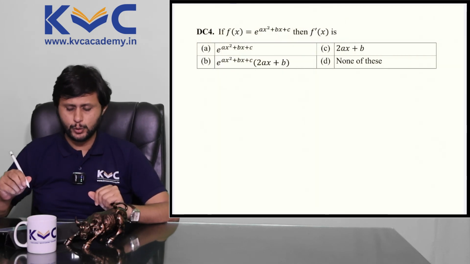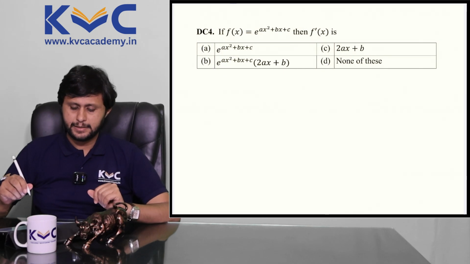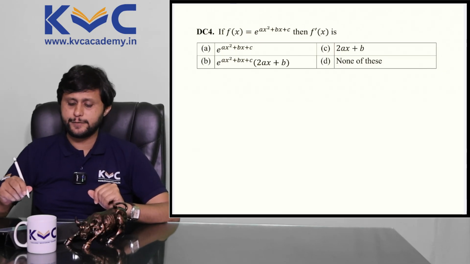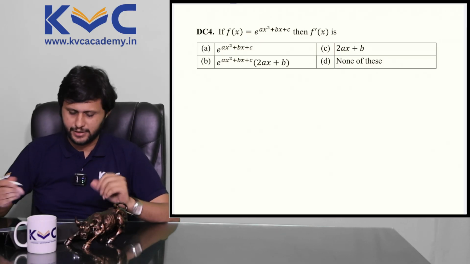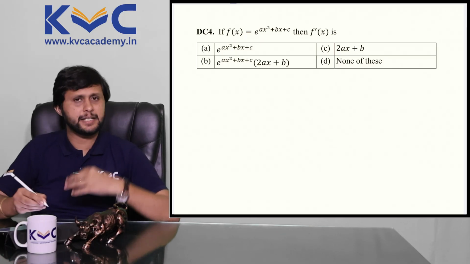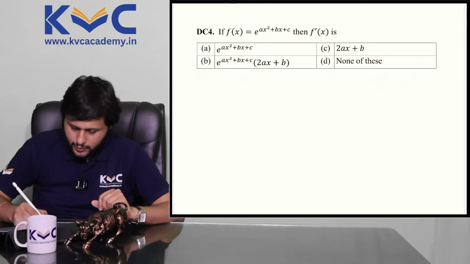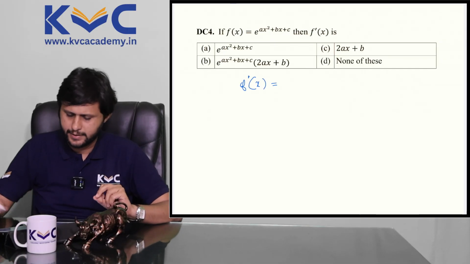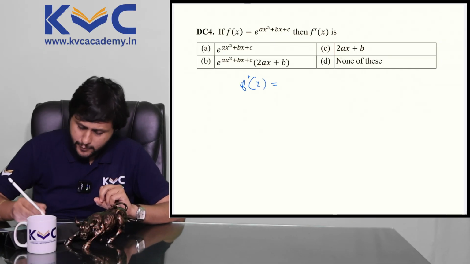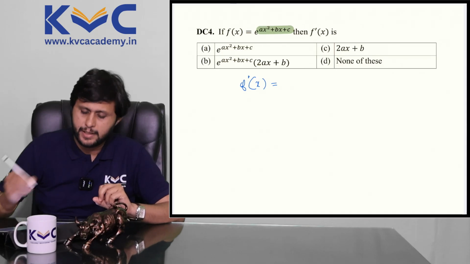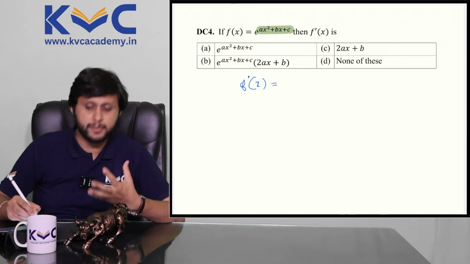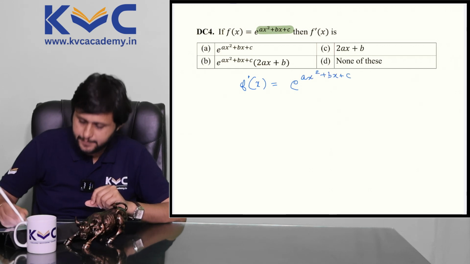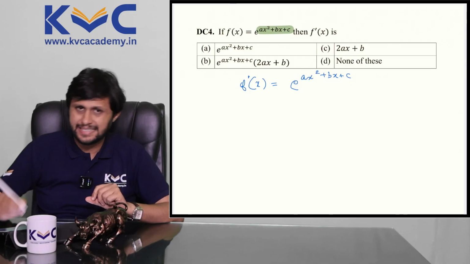Moving on, question number 4. F of x is e to the power ax square plus bx plus c, then f dash of x. That is nothing but differentiation only. So differentiating f of x, we get f dash of x, same as dy by dx. So e to the power x, it is in the form of chain rule. Differentiation of e to the power x is e to the power x only. So as it is.